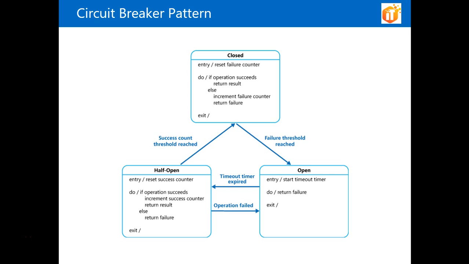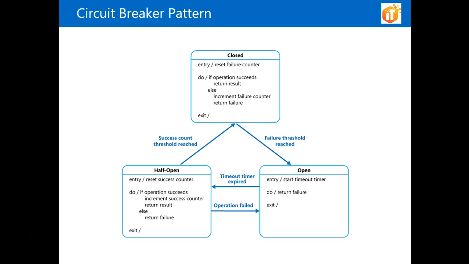That's the open state. Then you have the half-open state, wherein a limited number of requests from the application are allowed to pass through and invoke the operation. If these requests are successful, it's assumed that the fault that was previously causing the failure has been fixed, and the circuit breaker switches to the closed state. The failure counter is reset.